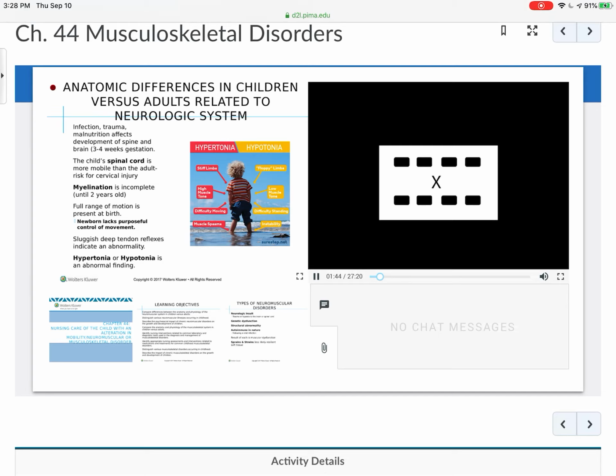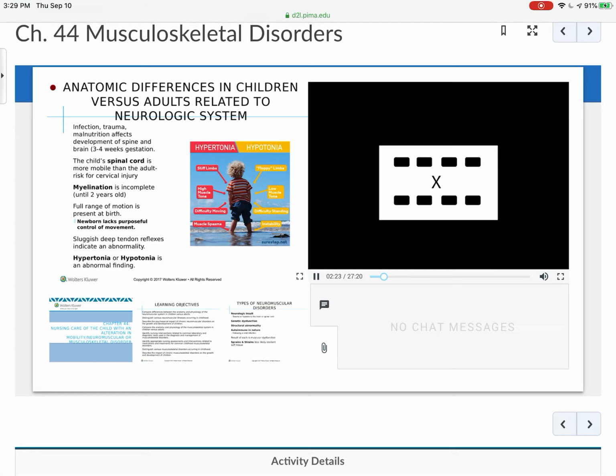So some of the variations in kids, when we think about the differences, their brain and spinal cord are forming. In the first 3 to 4 weeks, the brain and the spinal cord are differentiating. And so any type of infection or trauma or malnutrition on the mother's part is going to cause some problem in growth and development of those areas. Their spinal cord is more mobile, so therefore it's more at risk for cervical injury.